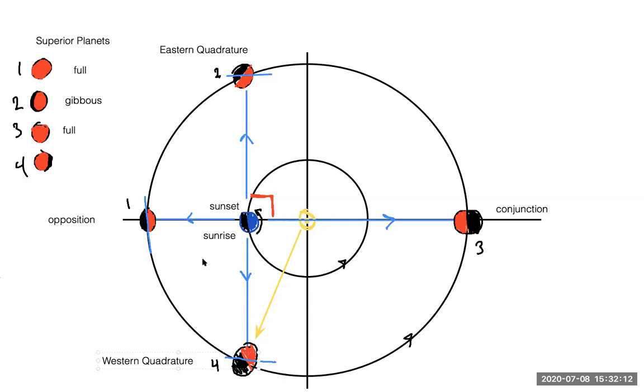This will have the planet directly on the meridian at sunrise. So because the sun rises in the east, this planet appears west of the sun. So Western quadrature. And again, this is going to be a gibbous. The takeaway here, and there's a couple of them, is that superior planets only allow full and gibbous phases.